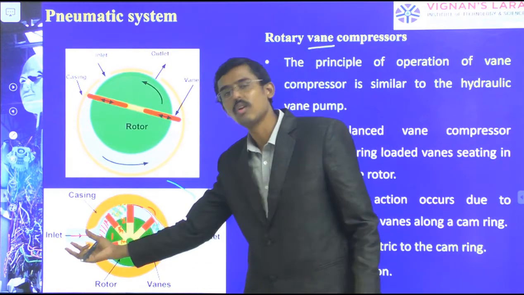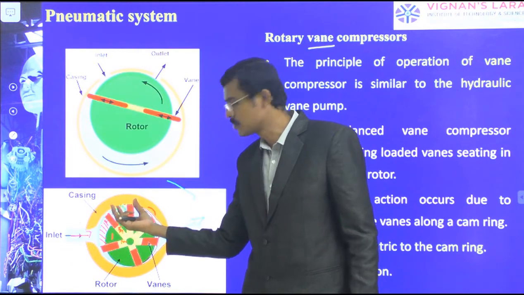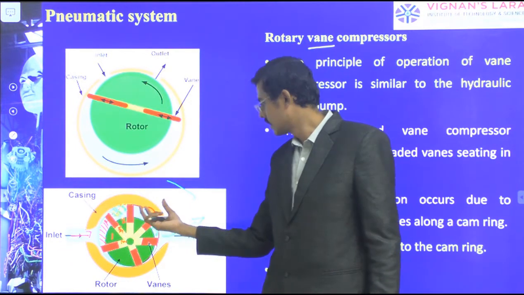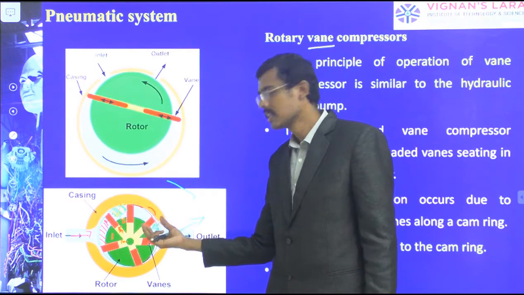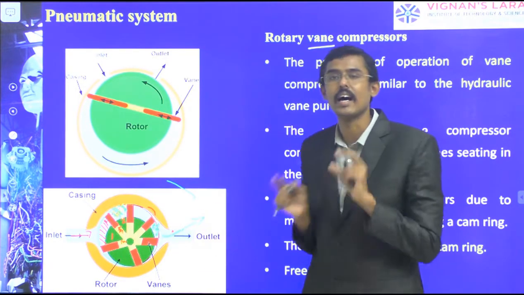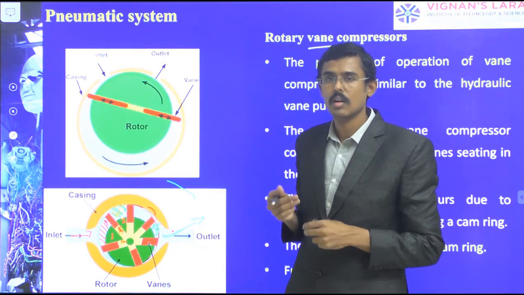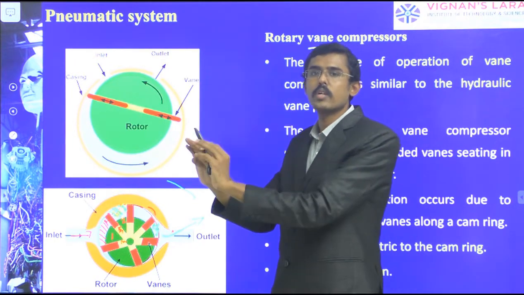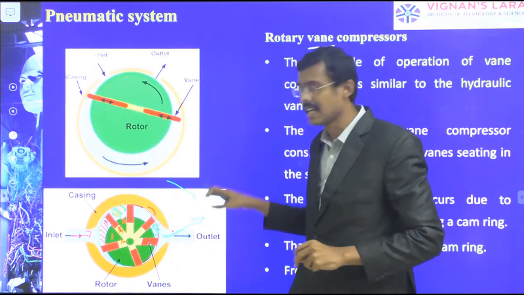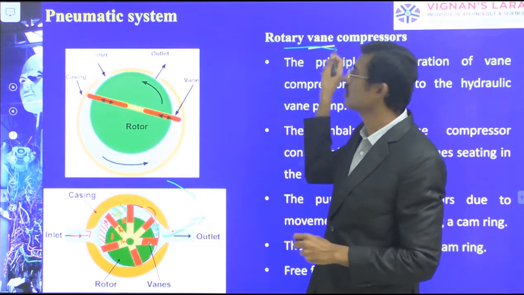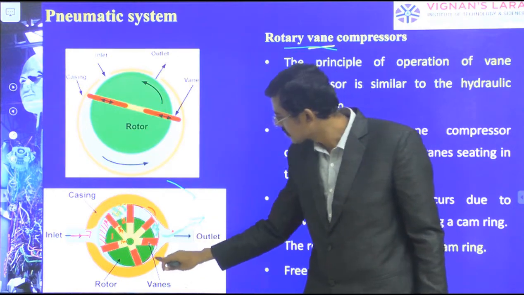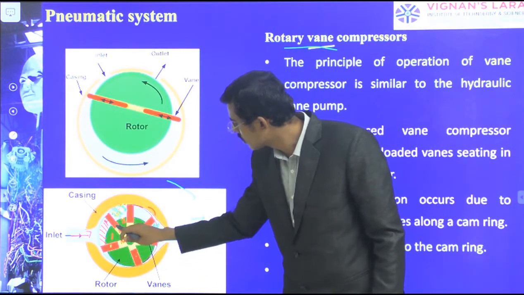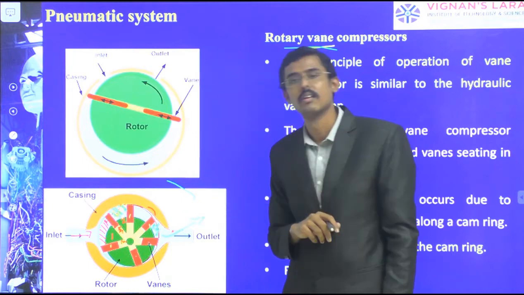Therefore, the same volume is compressed, and the same volume compression takes place again and again, and it comes out at high pressure. Our intention is that we need more pressure to actuate. That is achieved through this rotary vane pump, where there are various numbers of vanes. This is a vane, this is a vane, this is a vane.